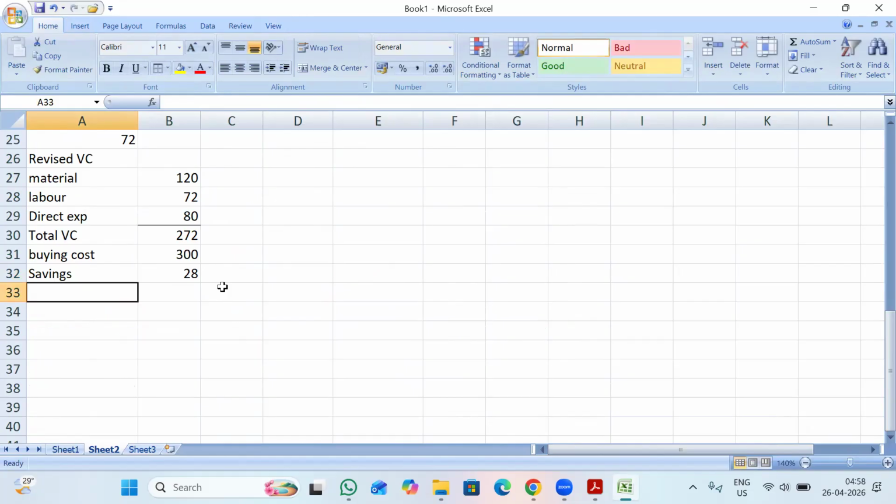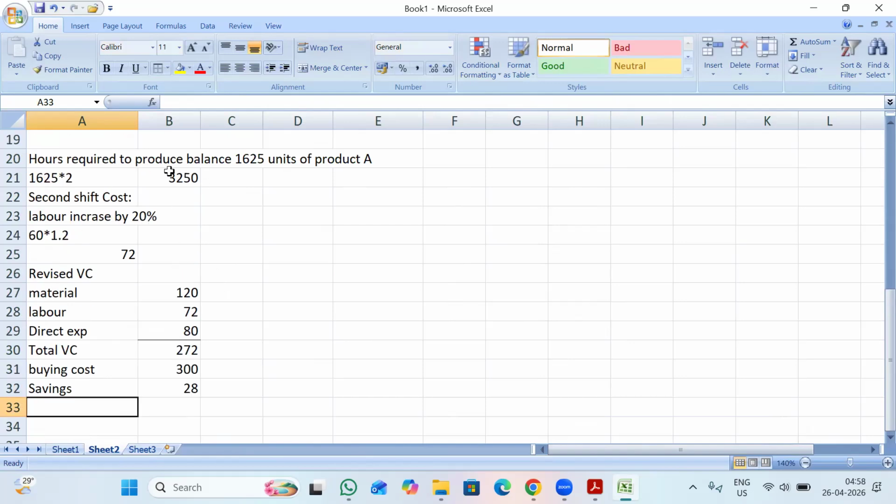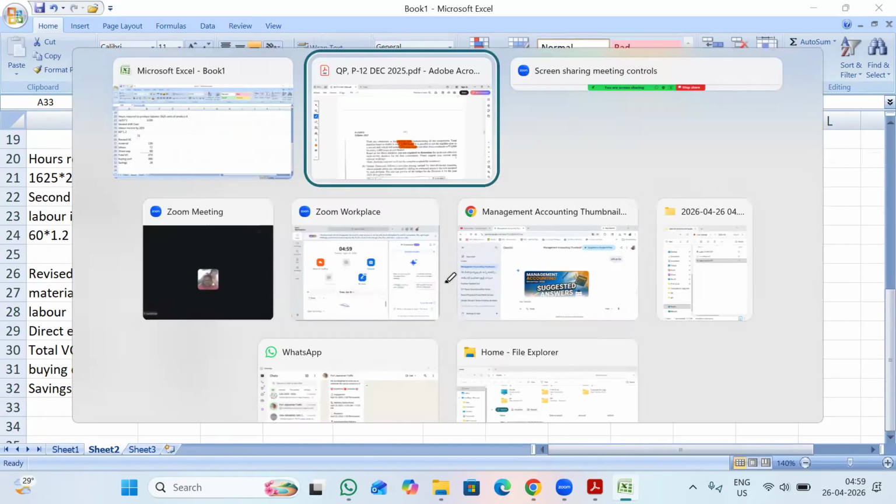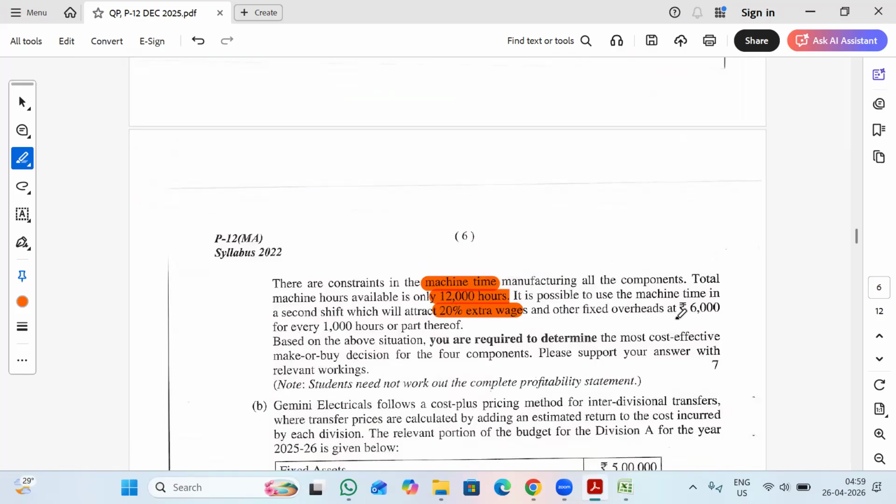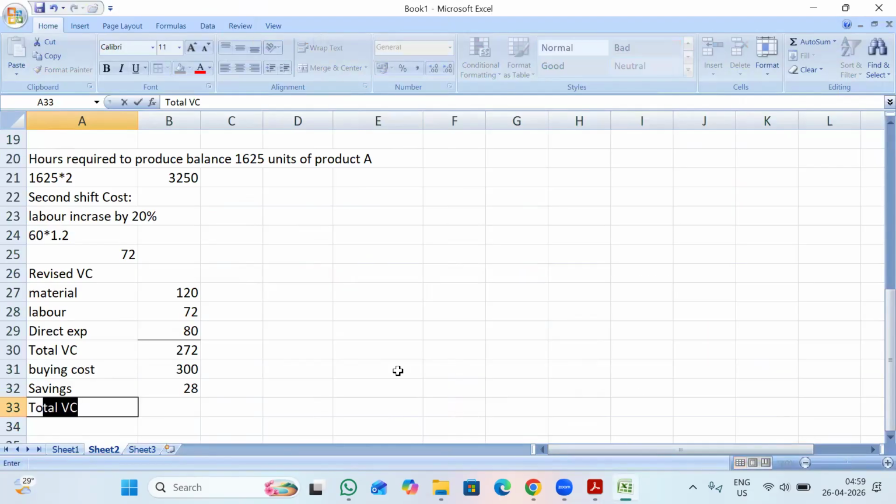But I want to know whether I can go for this 3,250 hours or I need to produce in between. Since the question mentions 6,000 for every 1,000 hours, we need to calculate that. So let us assume I am producing all the 1,625 units. I will be saving 28 rupees, that is 1,625 into 28 rupees. So 45,500 rupees I am saving.